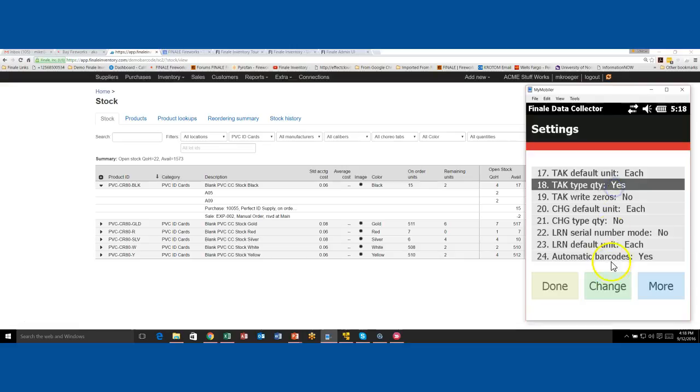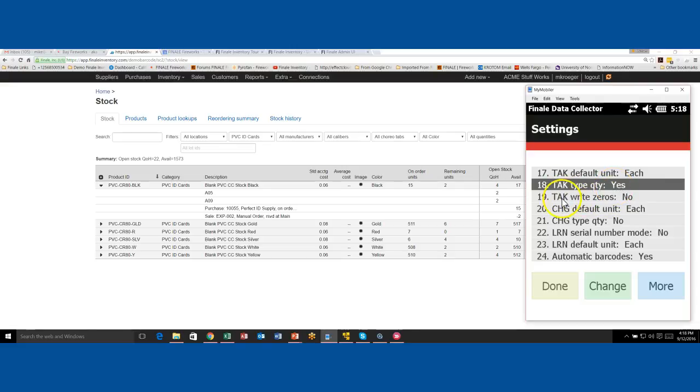If we wanted to make that no, then the scanner is going to assume that every time you scan something, that means 1. It doesn't even ask you to type a quantity. But if you're counting inventory where there may be multiples, and you don't want to have to scan each one, so there may be 100 there, 1,000, or 500, you don't have to scan a barcode that many times, well then you change this property to yes. Now you won't have to scan it that many times, you can actually type in the quantity.